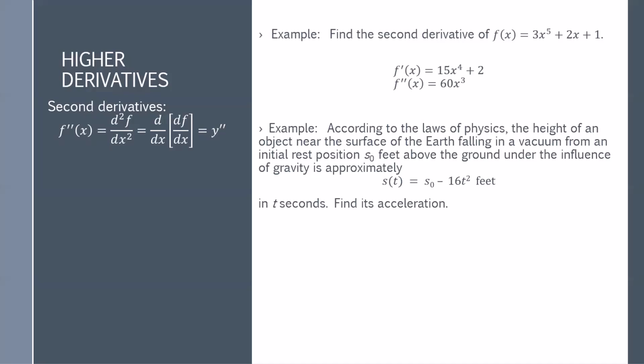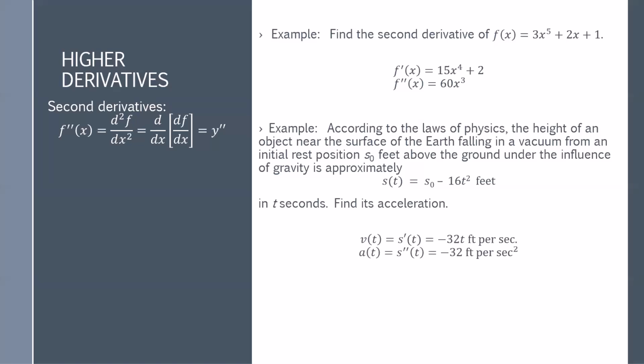According to the laws of physics, the height of an object near the surface of the Earth falling in a vacuum from an initial rest position s0 feet above the ground under the influence of gravity is approximately s of t equals s0 minus 16 t squared feet, where t is in seconds. Find the acceleration. Well, the first derivative of the height is going to be the velocity. The second derivative is going to be the acceleration.